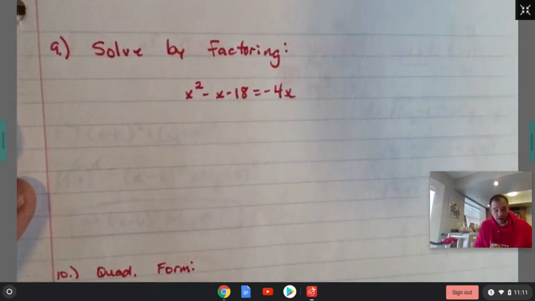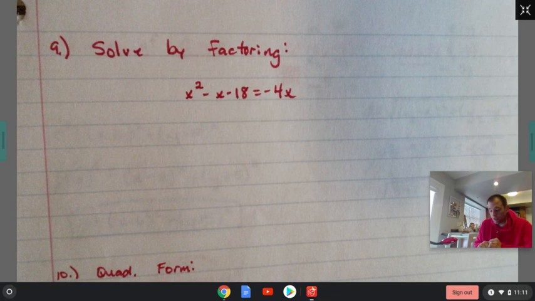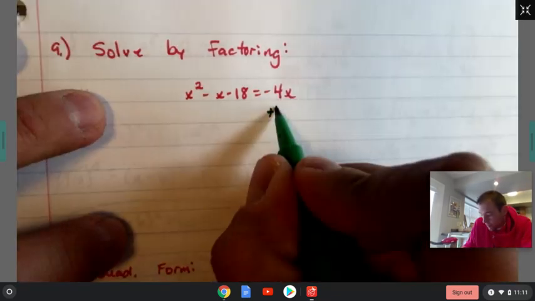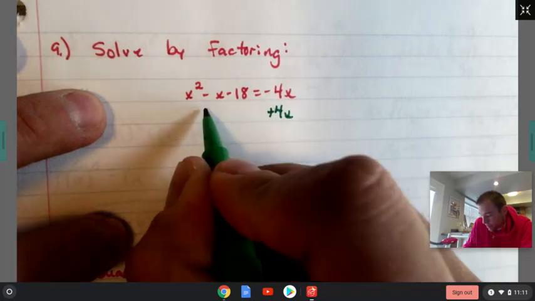So solve by factoring. Okay, now in order to factor, it has to equal 0. So the first thing I need to do in my problem is add 4x. So x squared plus 3x minus 18 equals 0. And now we just need to solve this.